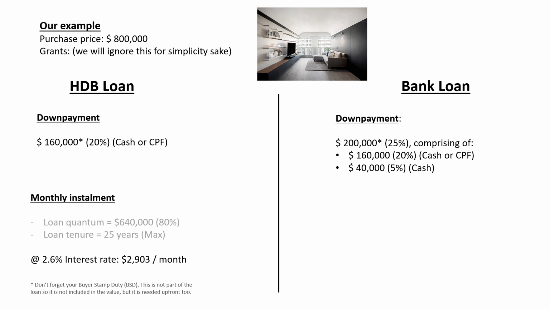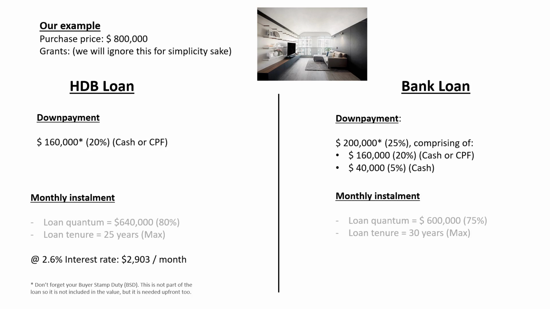On the bank loan side of things, your minimum down payment will be 25%. This will be $200K, which is slightly higher than the HDB loan option. For this $200K, $160K can either come from your cash or your CPF, but $40K needs to come from your cash directly. If you stick to the minimum down payment of 25%, your loan to value will be 75%, and your loan quantum will be 640K.